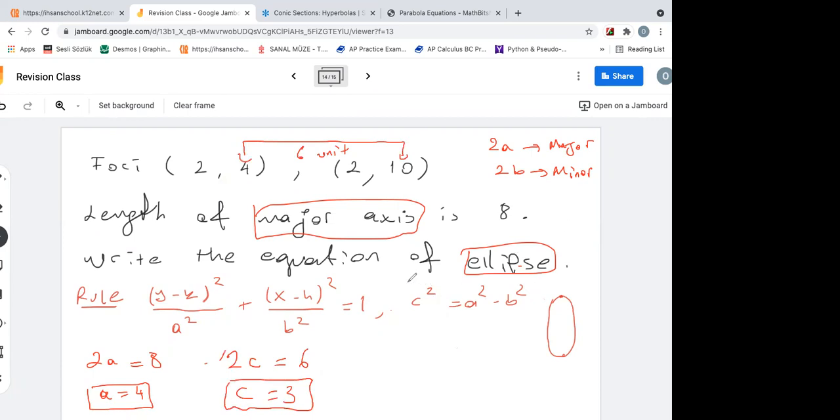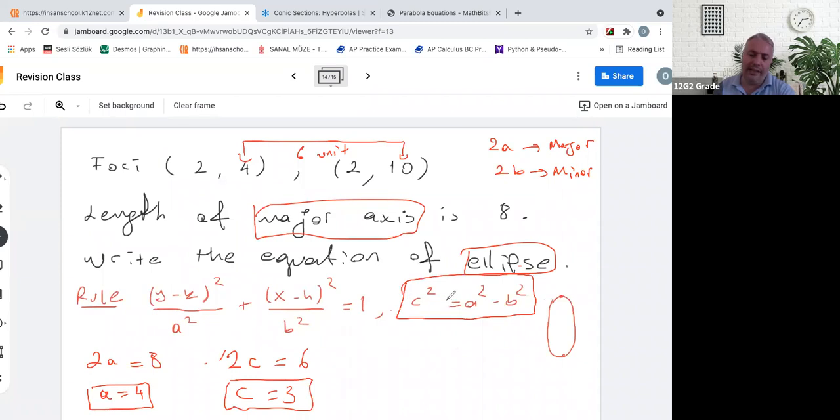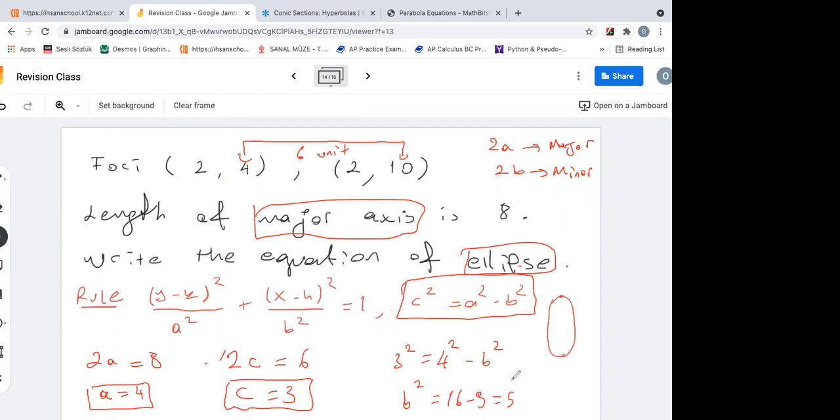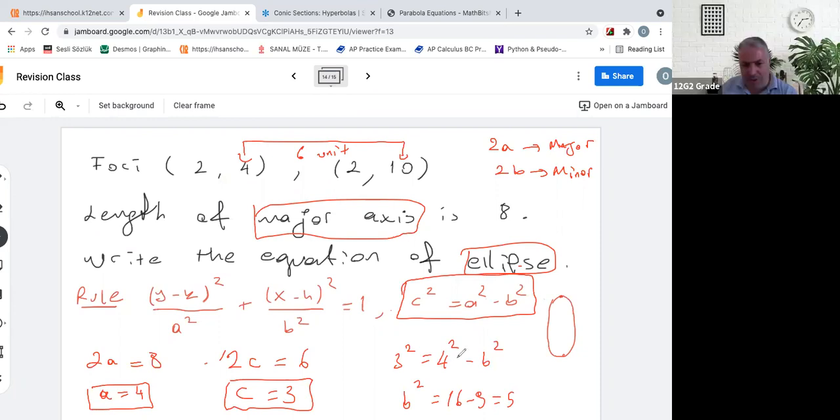And the formula, remember I told you that for the ellipse, C squared is equal to A squared minus B squared. For the hyperbola, plus. For the ellipse, minus. So 3 squared is equal to 4 squared minus B squared, and B squared is equal to 16 minus 9. So it will be 5. Let me check: 16 minus 9, 5. Yes, B squared is 5.